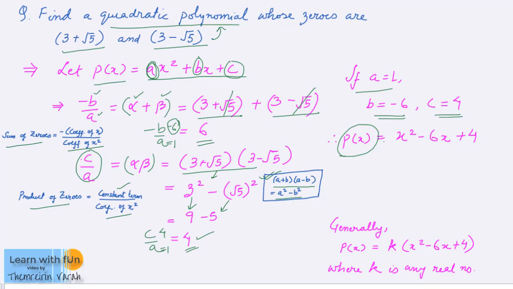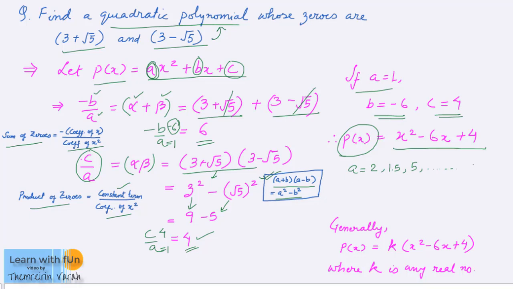So the polynomial will have a as 1, so 1x square, b as minus 6, so minus 6x, and c as 4, so plus 4. So x square minus 6x plus 4 is the polynomial. Okay? Now a can be any value, 2 or even 1.5 or even 5, and we will still get b and c values. So a can be any real number and we can find b and c.